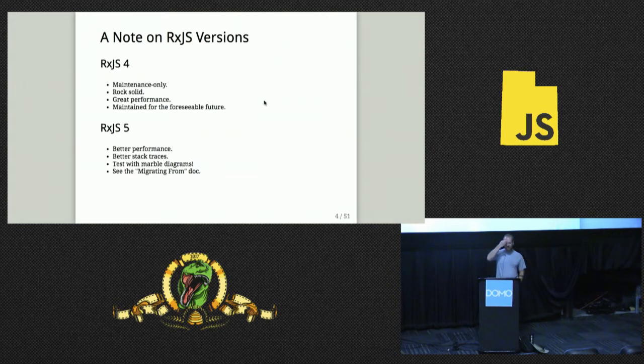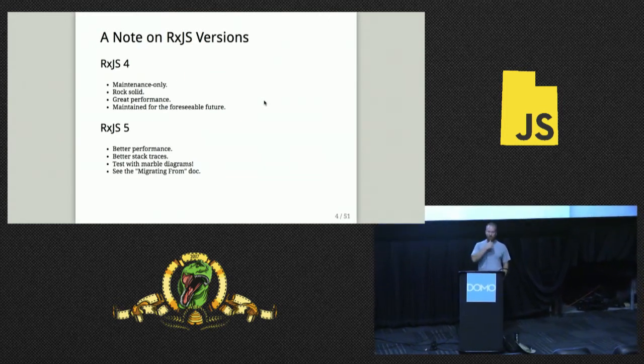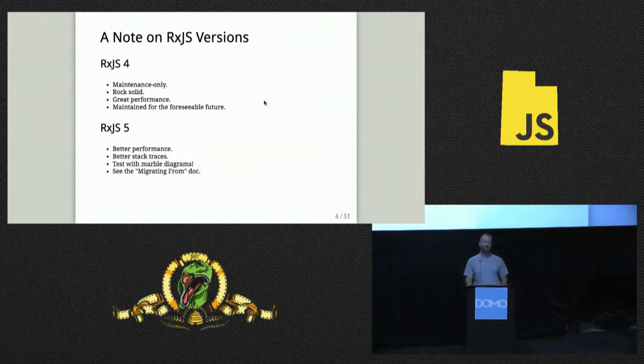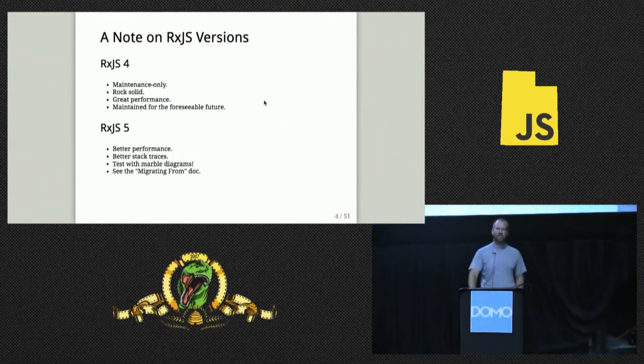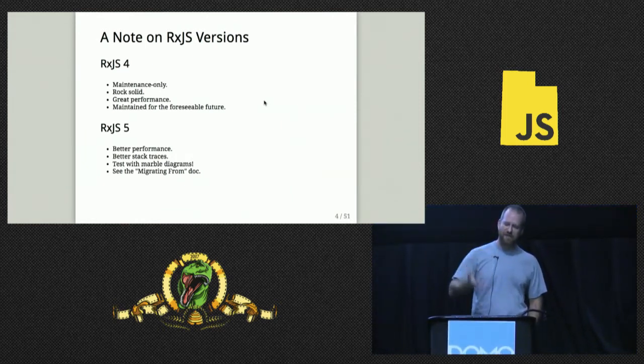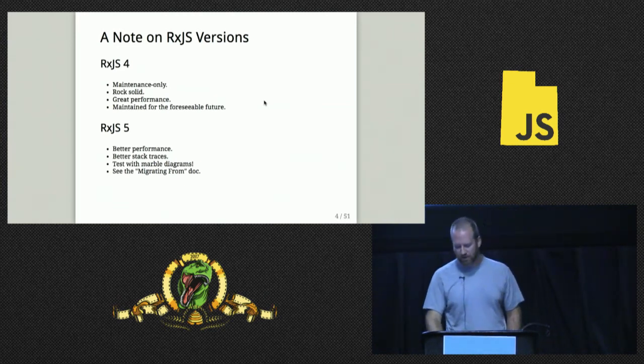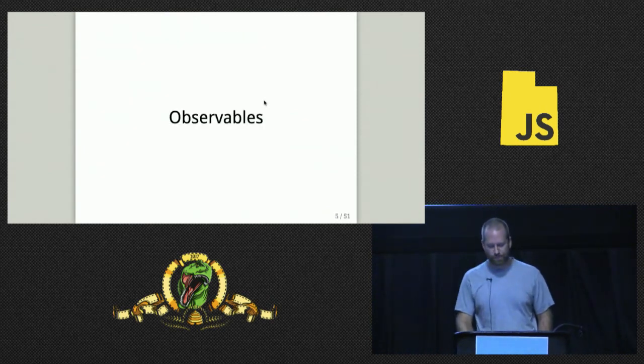So RxJS 5 is the future. It's got a lot better performance, better stack traces. It's easier to debug. You can write tests with what are called marble diagrams, which are kind of visualizations of async stuff. So take a look at the migrating from doc in the RxJS 5 documentation. All of the things that we're going to be talking about today apply to both versions, but sometimes the operators have been switched out, the names of the operators have been switched out.